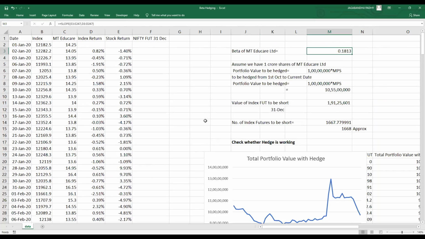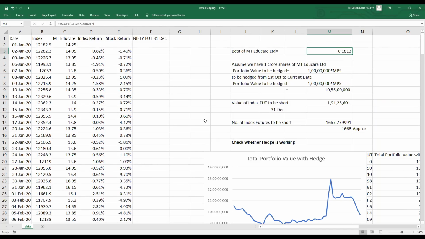Okay. I hope we are good till now. Are we good till now, everyone? Yep. Okay. Now let's look at another example. We'll take it from the NSE website.